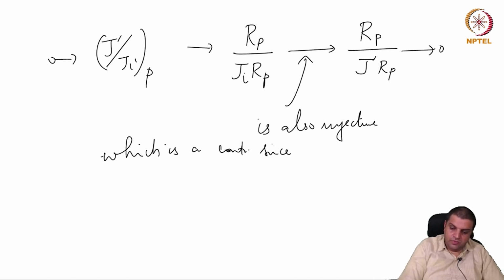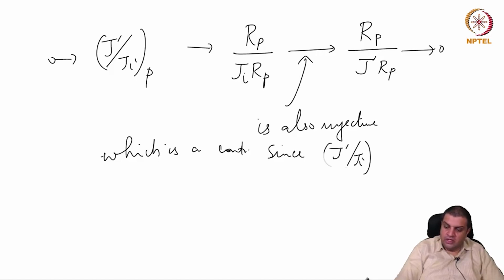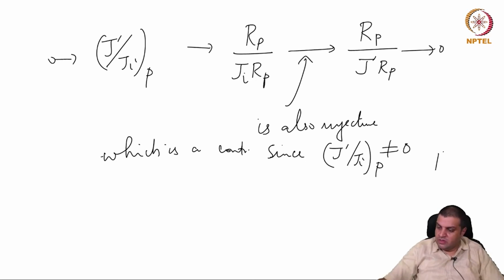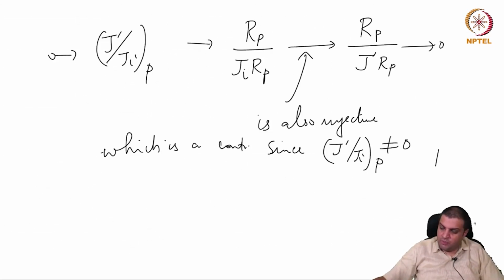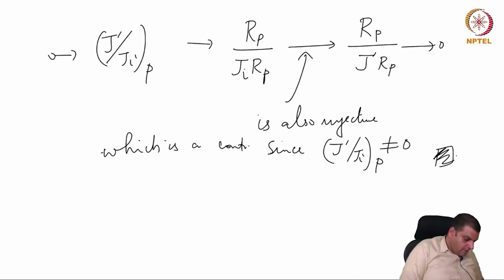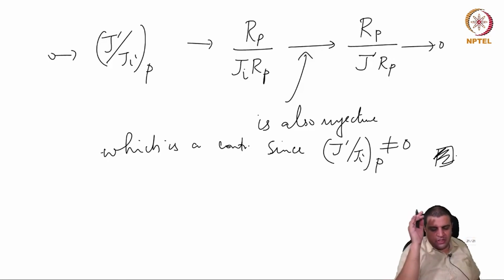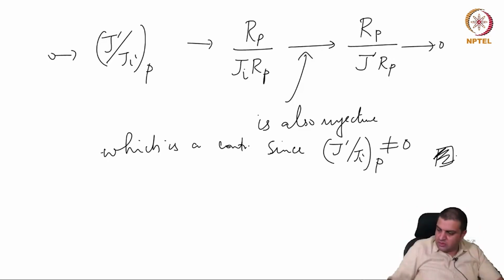Which is a contradiction if you assume that J prime mod Ji localized at P is not 0. So that proves that the minimal components are uniquely determined. The primary components corresponding to the minimal primes are uniquely determined.